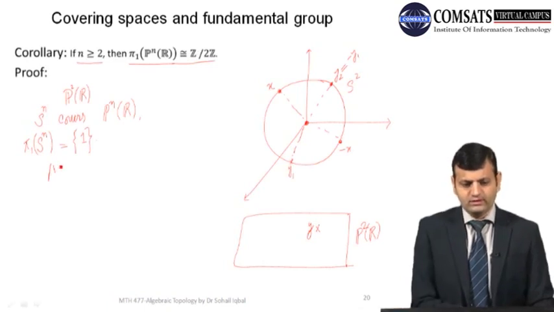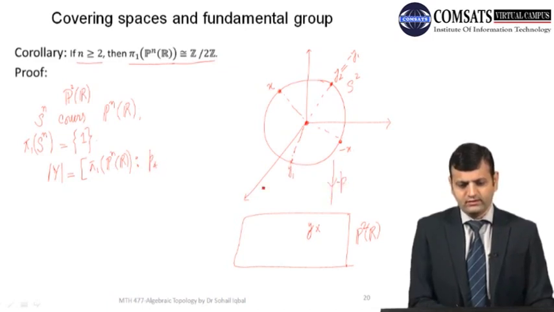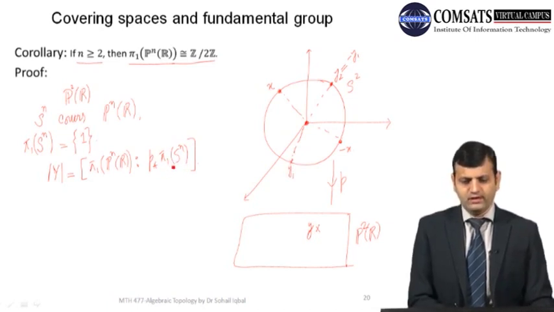Okay, so we have the following: the number of elements in some fiber, let's call it y, is equal to pi 1 of P^n(R). So the number of left cosets inside this group by p lower star pi 1 of S^n. Now pi 1 of S^n is the identity, and we know that p lower star is a group homomorphism. A group homomorphism takes identity to identity, so in other words, this is equal to pi 1 of P^n(R) with identity.